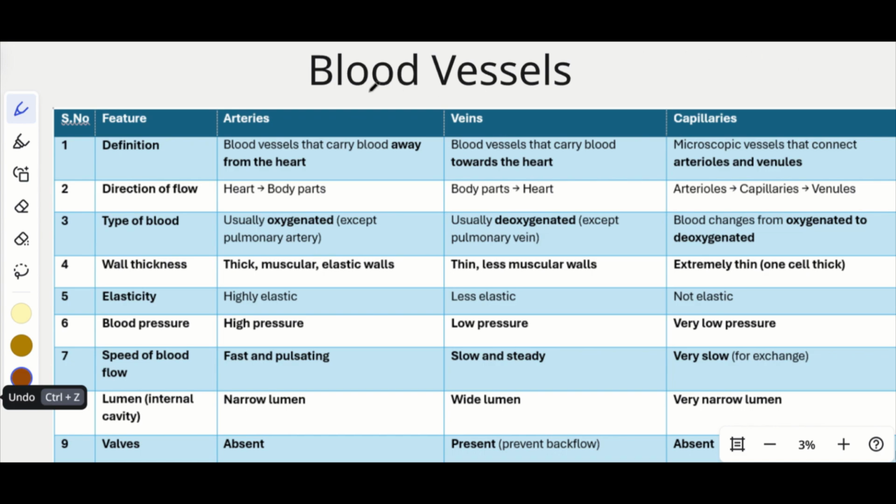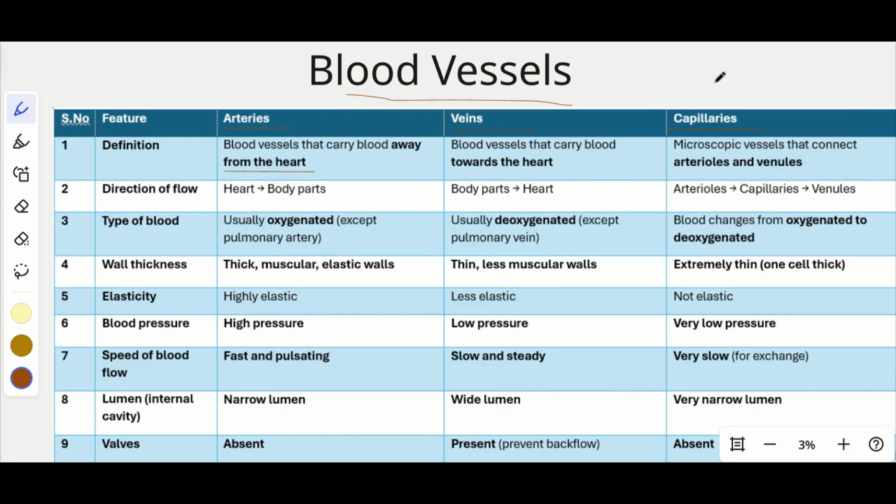We are going to learn about blood vessels. So we have three types: arteries, veins, and capillaries. Let's see what they are. Blood vessels that carry blood away from the heart are called arteries. And blood vessels that carry blood towards the heart are called veins.